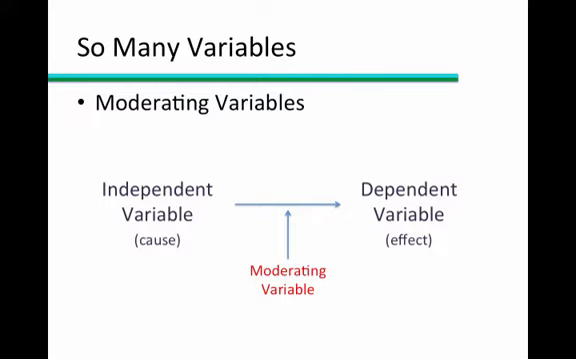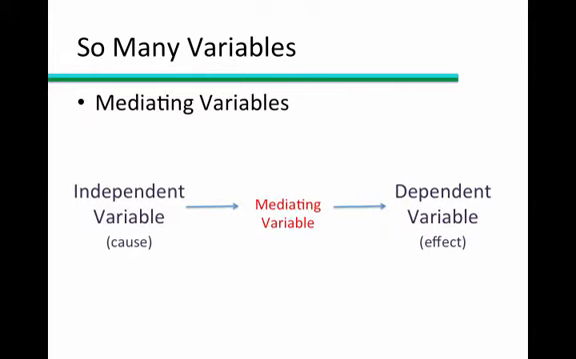One type of variable, the moderating variable, modifies the relationship between the independent and dependent variables by increasing, decreasing, or reversing it. And finally, mediating variables don't necessarily affect the relationship between the independent variable and the dependent variable. Rather, they are part of the causal chain between the two.